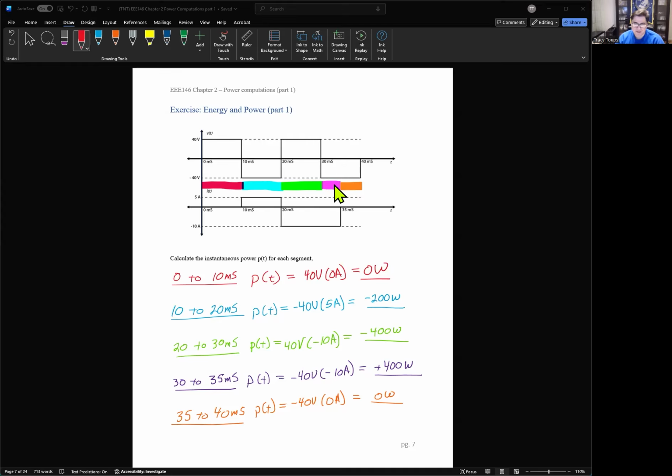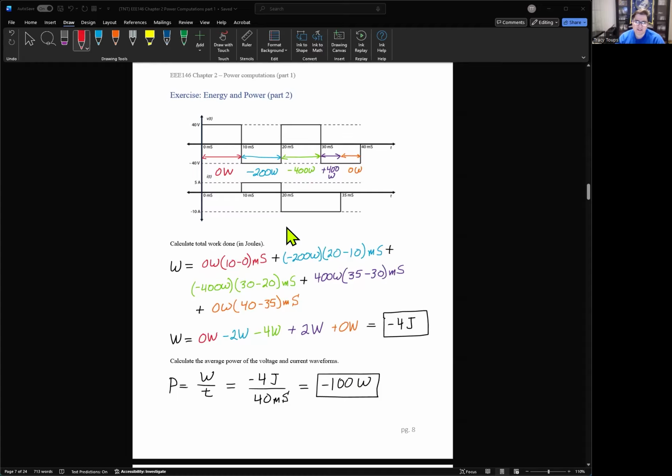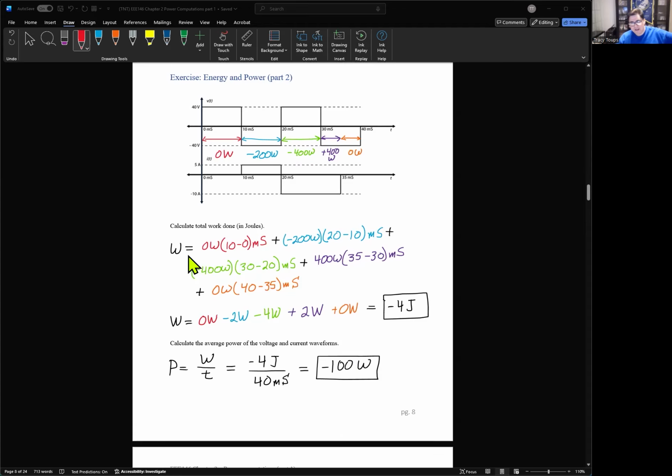So realistically, only the middle 3 bands actually had instantaneous power. On the outer 2, it was turned off because the current wasn't flowing to begin with. Okay, so that's the instantaneous power per segment. We can now look into calculating the energy for the whole circuit.